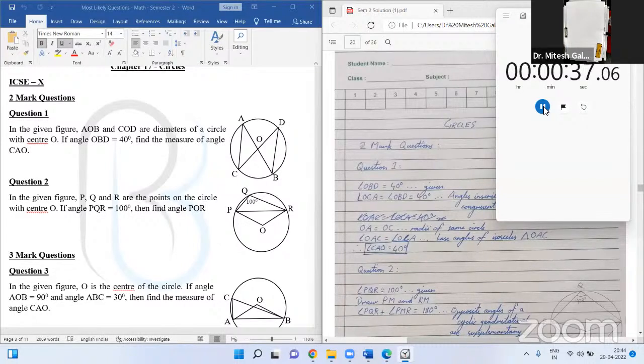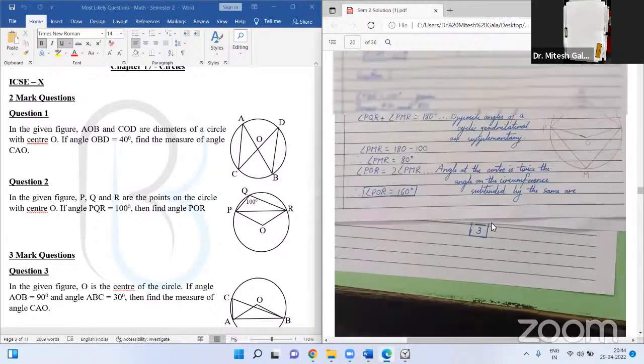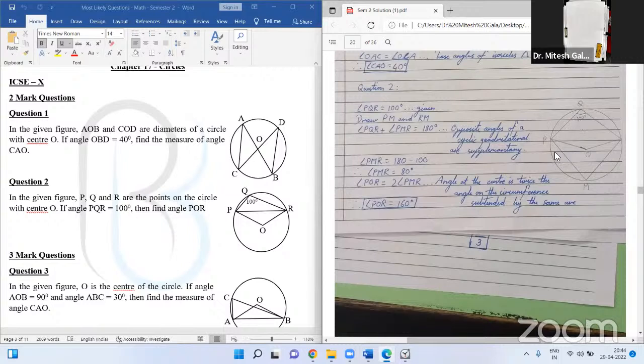Okay, sir. So now let's look at the second question. Here this is given to us as 100. You draw this on the opposite side and then say opposite angles of a cyclic quadrilateral, so 80, and then angle at the center, so 40. So that's how you can get your angle POR. Simple question for 2 marks, that's why very, very simple.